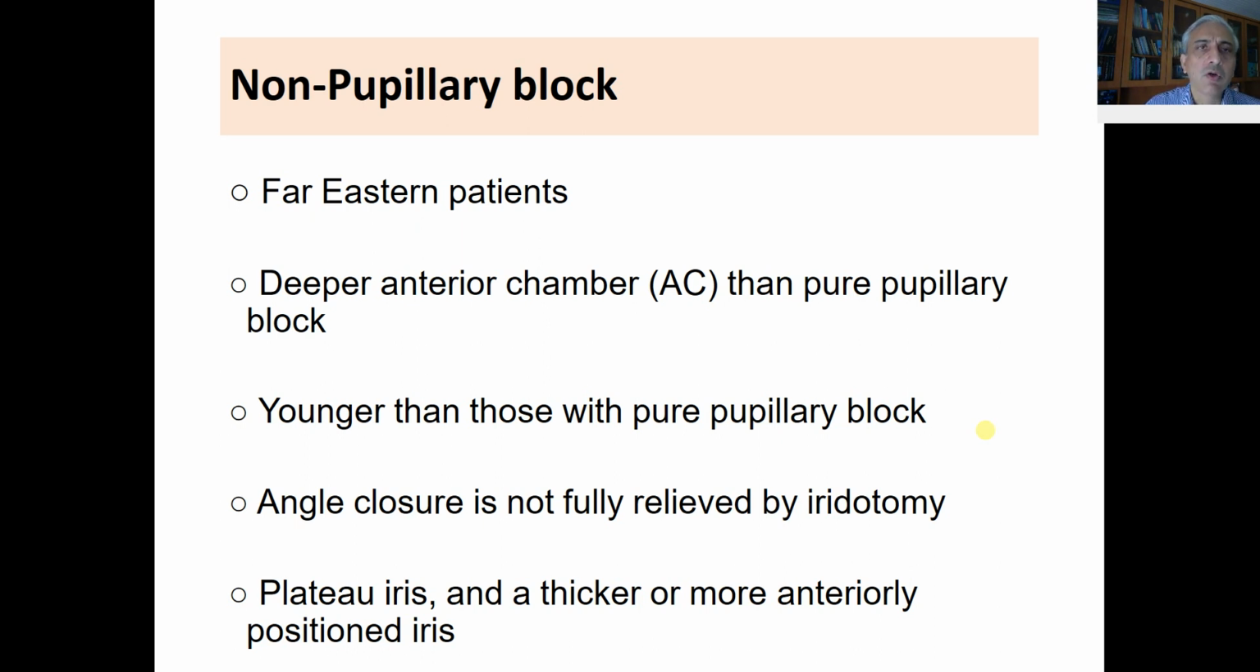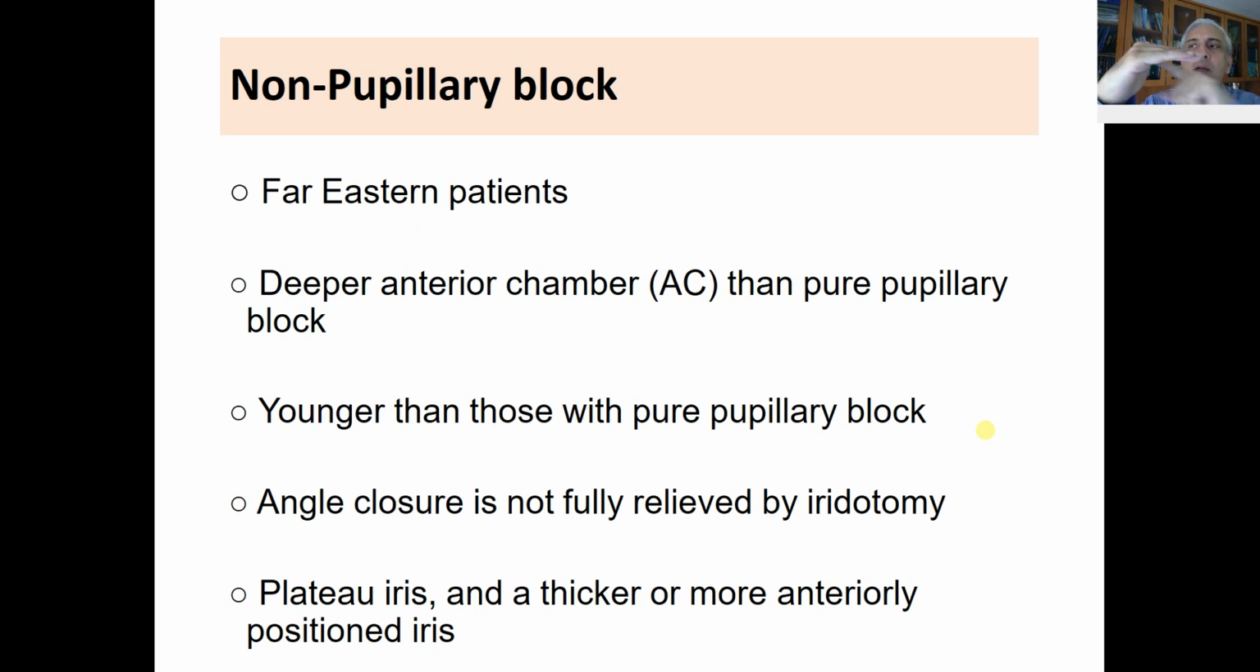The other type of glaucoma which you get is a non-pupillary block glaucoma. It is seen in Far Eastern patients, with a deeper anterior chamber than pure pupillary block, and younger patients than those with pure pupillary block. Angle closure is not fully relieved by iridotomy, and it is due to plateau iris and a thicker or more anteriorly positioned iris. Normally you would see the iris bowing forward or moving convexly like this, but in a plateau iris the insertion is oblique but the front surface is flat like a plateau.